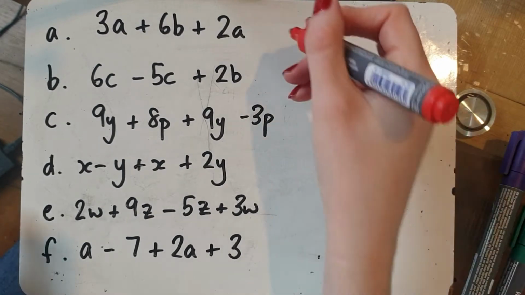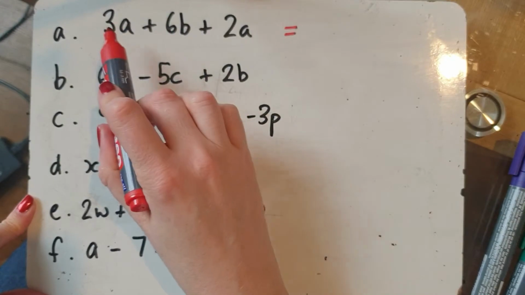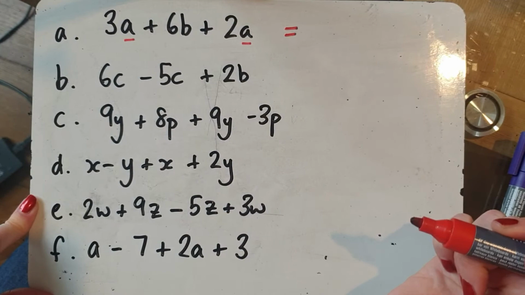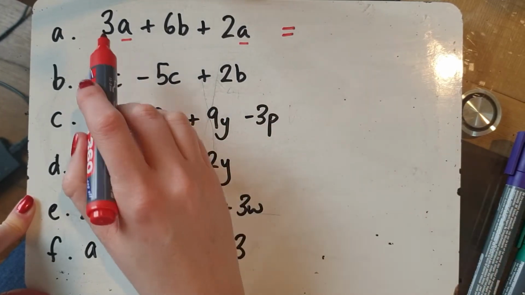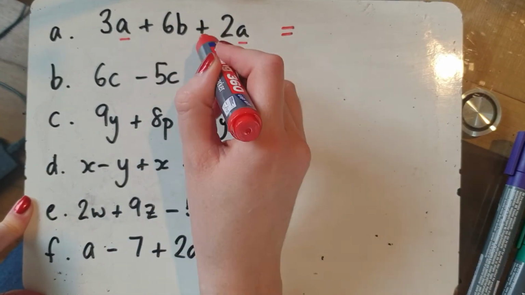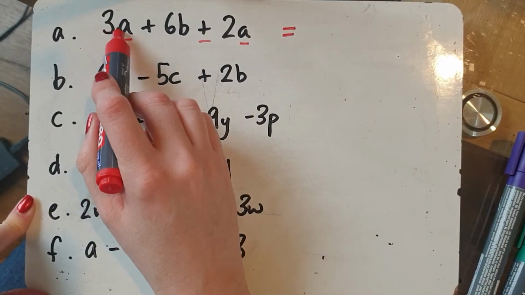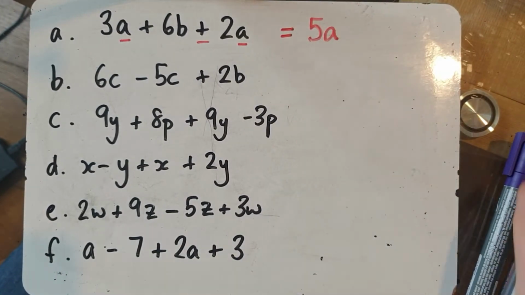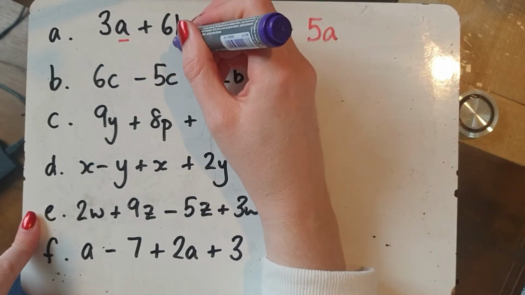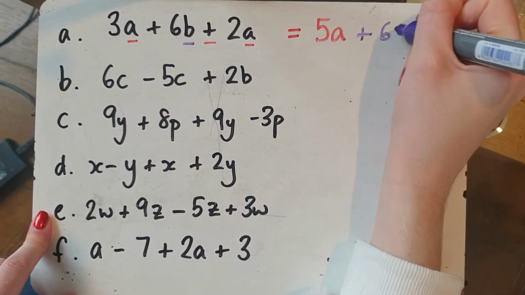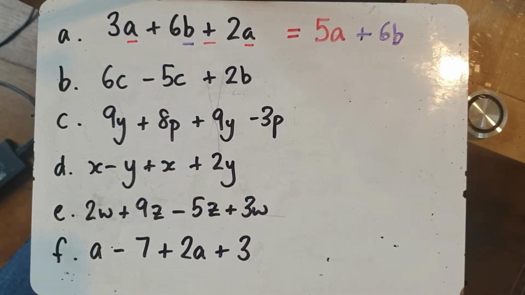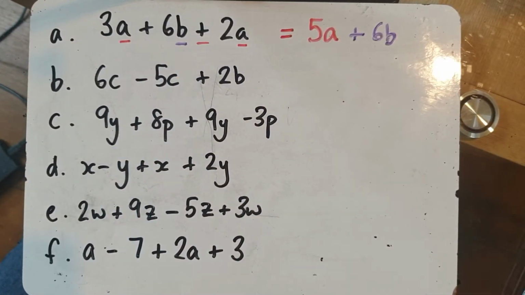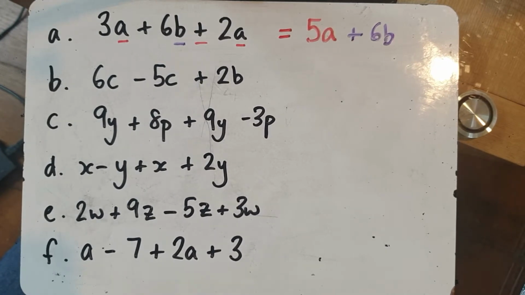Okay, so the answer to the first one would be 3a. I look for the terms that have the same variables or unknowns in them. So the a's, there's 3a plus, remember that the sign in front is important, 3a plus 2a gives me 5a. And then there's only one term that has b in it, so it's plus 6b. So if you were struggling, that's hopefully helped you with the first one. Have a go at the rest of them by pausing the video now, and I'm going to do the answers to the rest of them.